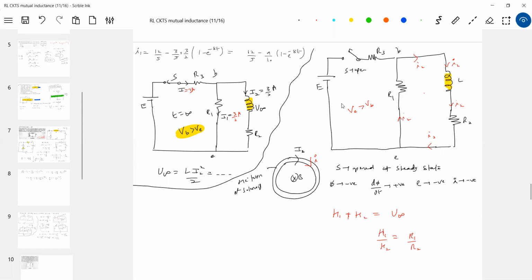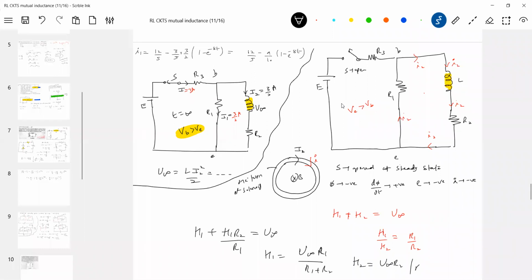Then what is the ratio of heat generated? What is H1? Substitute here. H2 in terms of this. H2 you can write as H1 R2 by R1. So what is H1 equal to? U infinity R1 by R1 plus R2. Similarly, what is H2? U infinity R2 by R1 plus R2. So you can directly, no need to integrate. Take help of this.